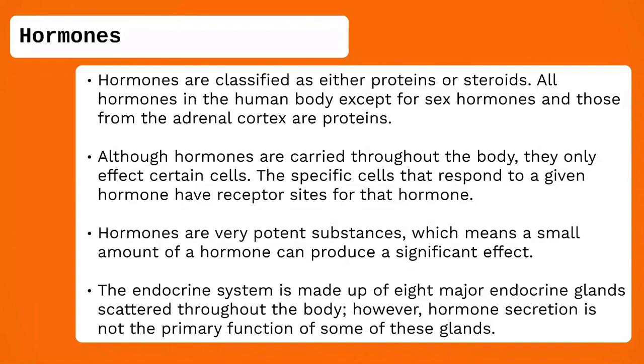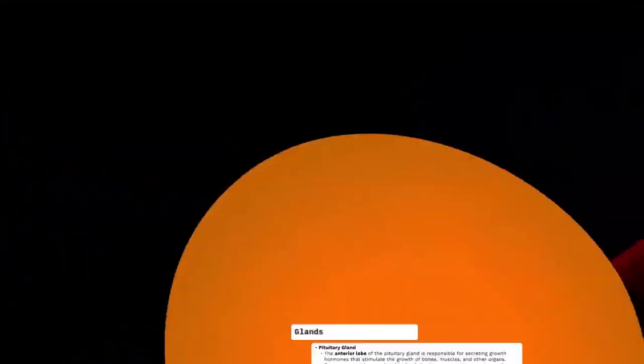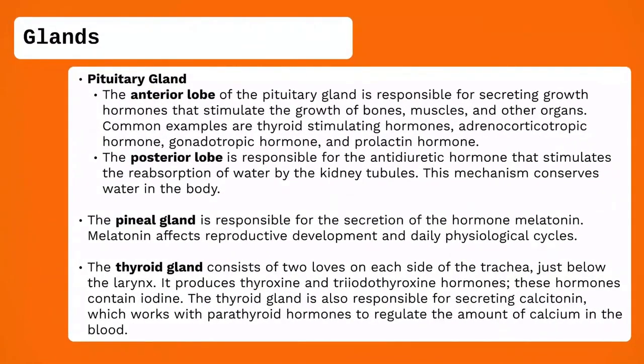The endocrine system is made up of 8 major endocrine glands scattered throughout the body. However, hormone secretion is not the primary function of some of those glands. So our pituitary gland has an anterior lobe and a posterior lobe. The anterior lobe of the pituitary gland is responsible for secreting growth hormones that stimulate the growth of bones, muscles, and other organs. Common examples are thyroid-stimulating hormone, adrenocorticotropic hormone, gonadotropic hormone, and prolactin.